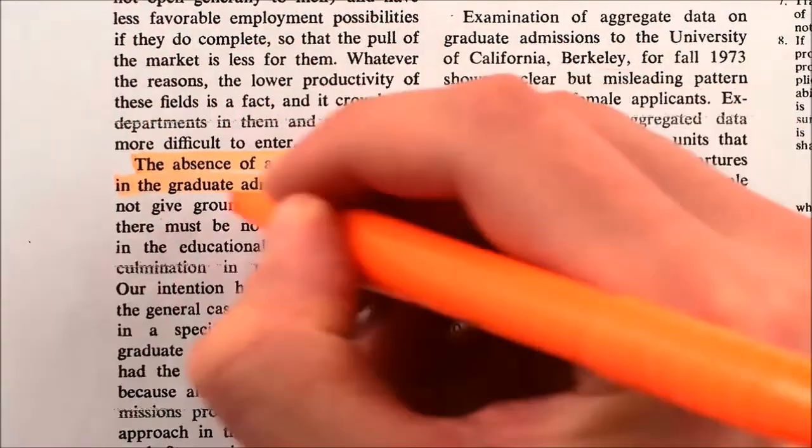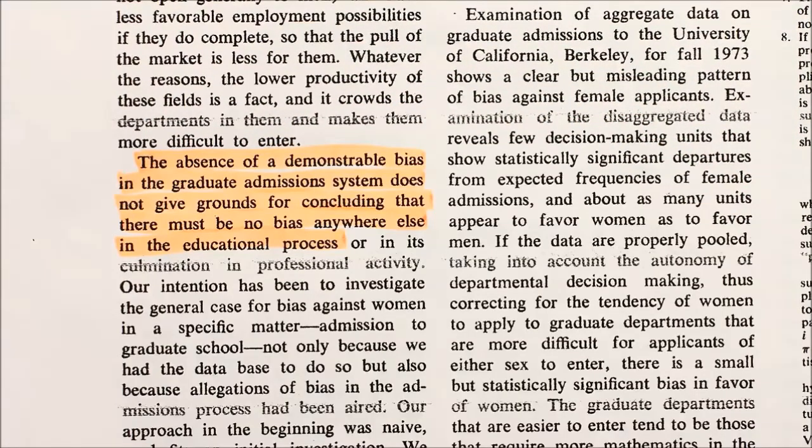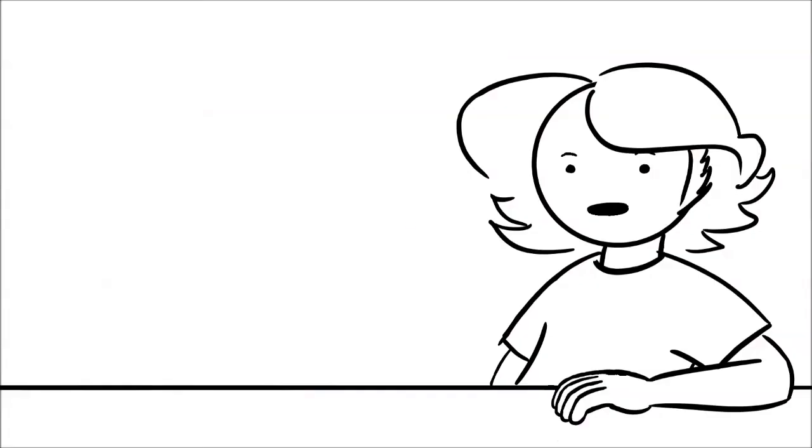The absence of a demonstrable bias in the admissions system does not give grounds for concluding that there must be no bias anywhere else in the educational process. You're right on that one. You absolutely are. Just because there isn't any bias in admissions doesn't mean there aren't any biases anywhere else. But that statement is true the other way around as well. Just because there could be biases somewhere else doesn't mean that there are. You're telling us not to jump to an extreme conclusion, but you're jumping to the opposite extreme.